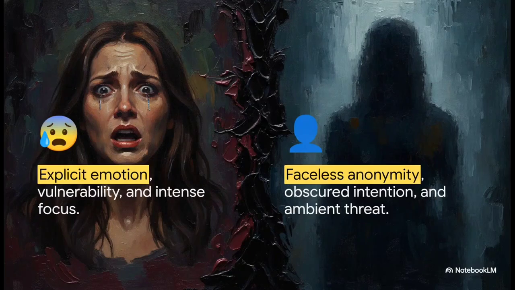This creates an absolutely masterful contrast, dividing the image into two distinct psychological zones. Up front, in the foreground, you have hyper-detailed vulnerability, explicit emotion, and this intense, suffocating focus. But then, in the background, you have faceless anonymity, completely obscured intentions, and an ambient, looming threat. The foreground is immediate, in-your-face danger. The background is inescapable consequence. By layering these two contrasting elements together, the suspense is essentially doubled.